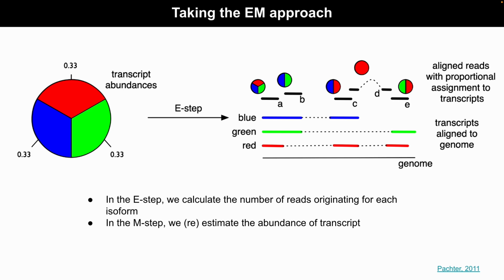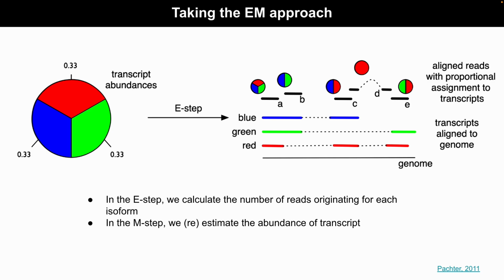So there are three isoforms here: blue, green, and red. This is your genome. These are the different reads that you get: A, B, C, D, and E. I want you to tell me, did A come from blue? Did it come from green? Did it come from red? Which of these isoforms should I assign? I have to count the number of isoforms, right? I have to count for each isoform how many reads are there.